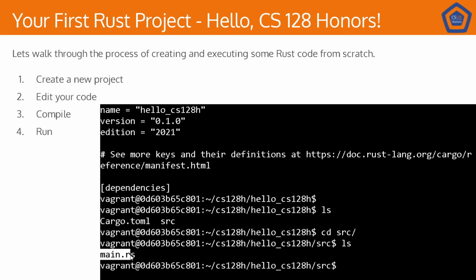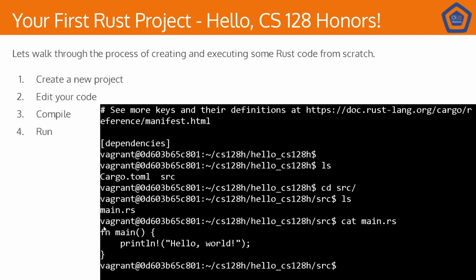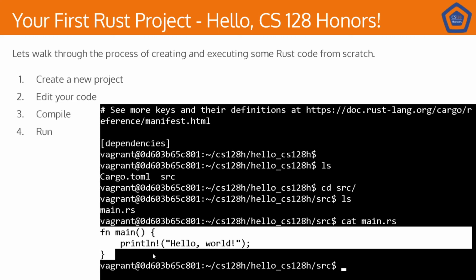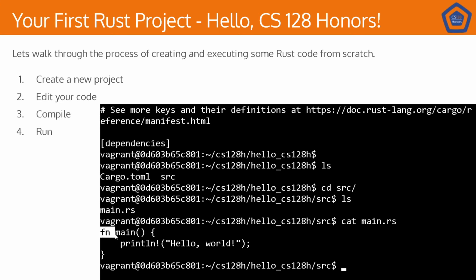And we have this file main.rs. rs is the file extension for Rust files, primarily. And so let's take a peek into this. So cat main.rs. And we can see that this is the internals of that. So no headers, no imports. We define some function. And again, we'll discuss in more detail all of the syntax of Rust.